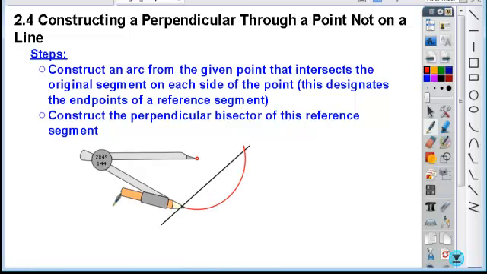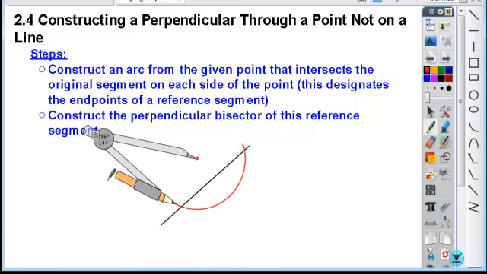So here's my, designating my endpoints. So now this is an endpoint of my reference segment. This is the second endpoint of my reference segment. Now, the only difference between this and the other construction that we just did is, in this case, you don't even really need to adjust your compass.